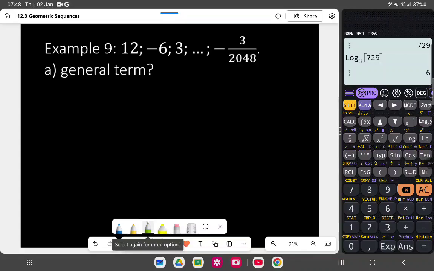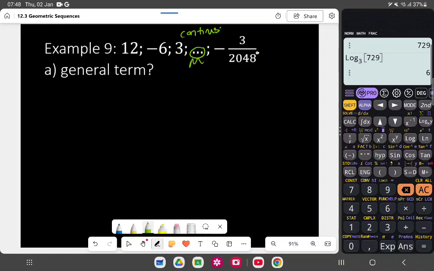Example number 9 has 4 sections, A, B, C, and D, all on separate slides. So let's start with question A. What is the general term? What you will notice about this is that it has this ellipsis in the middle, and this means it continues, meaning that there are numbers in between that we don't know what they are, but they exist.